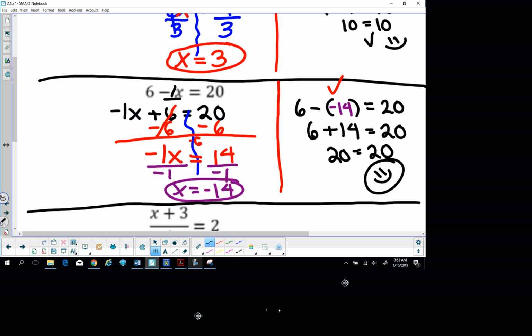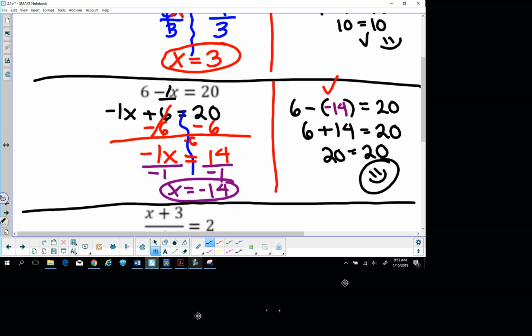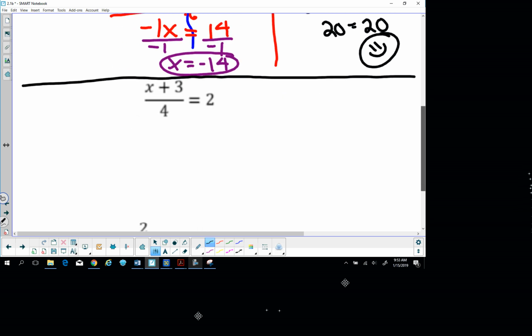Cool. Next one. So these are all different kinds. You can see we're not doing the same one a couple times. I'm showing you each kind of two-step equation. They're big. So then there's this one.